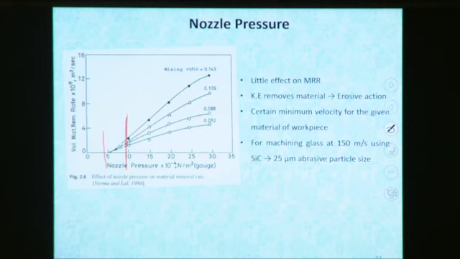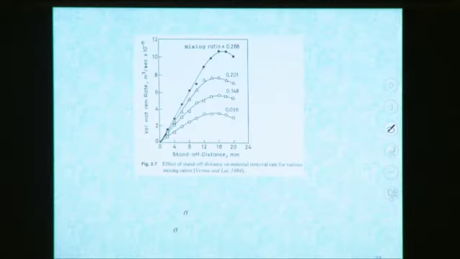Okay, so kinetic energy removes the material by erosive action. A certain minimum velocity for the given material is required for cutting action. For machining glass, 150 millimeter per second using silicon carbide of 25 micron abrasive are used. Okay, so this is the effect of stand-off distance again with the volumetric material removal rate.